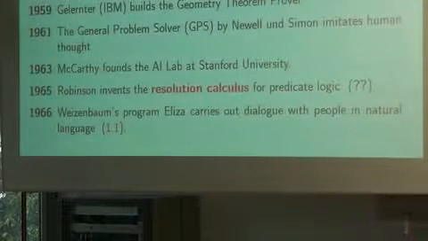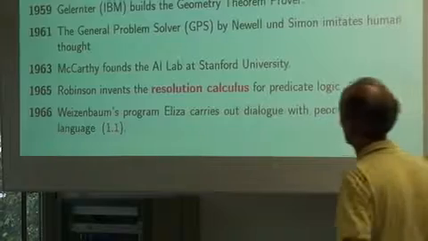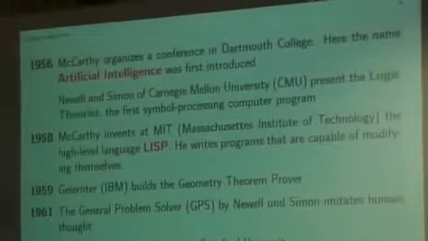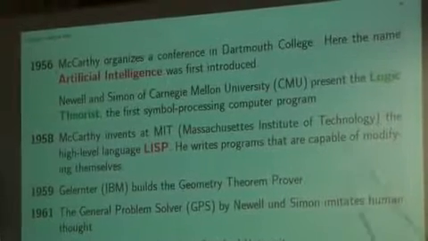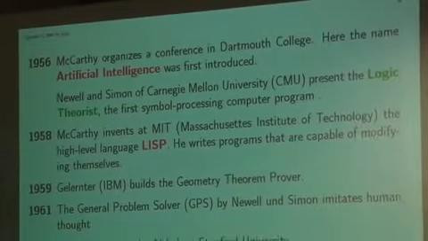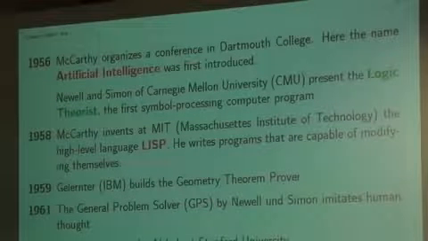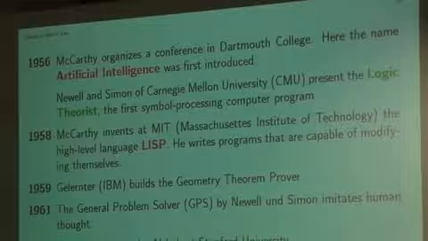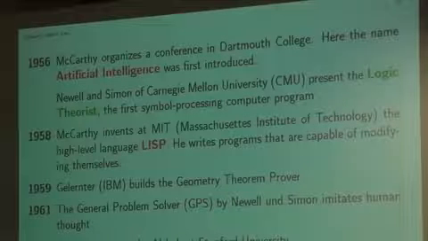And then in 1956, the term artificial intelligence was introduced. I already said this. Then, in the same year, Newell and Simon presented the Logic Theorist, which was the first computer program that deals with symbolic logic. So you could say the first extremely simple theorem-proving program.